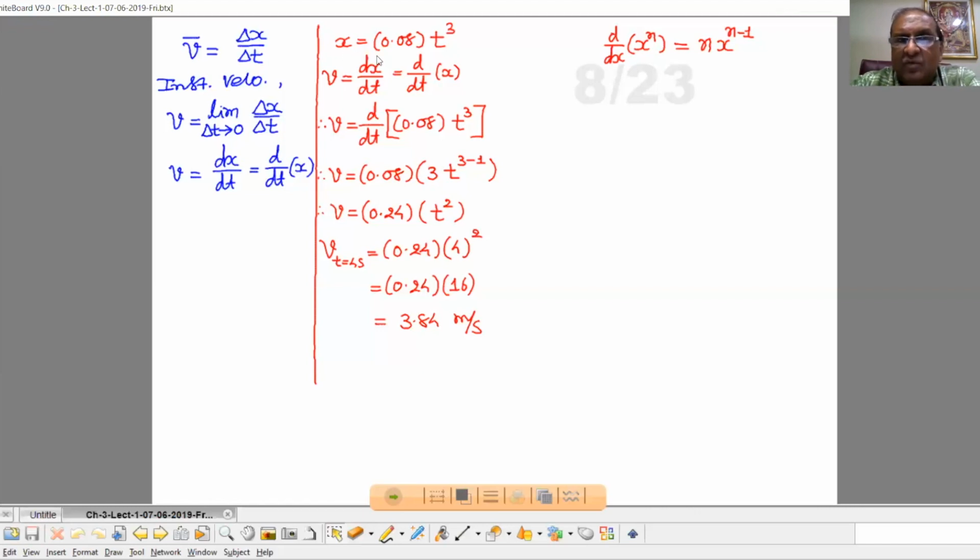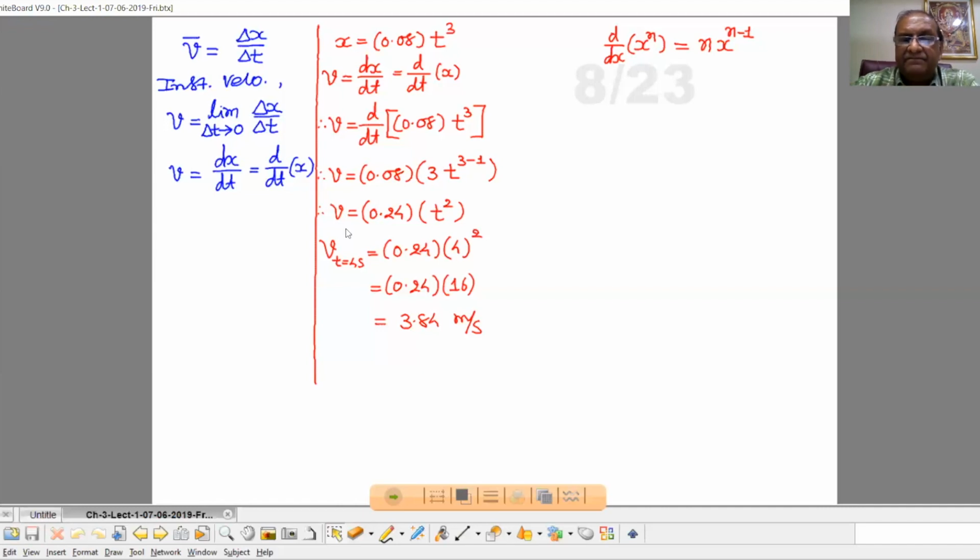Now see, our equation is x equal to 0.08 into t cube. Now instantaneous velocity v, that is dx by dt, that is equal to d by dt of x. Now substitute this equation of x here. So v equal to d by dt of 0.08 into t cube. So 0.08, that is constant, keep it as it is. Then t cube. So take power in multiplication. So 3 is taken in multiplication and decrease power by 1. So here t raised to 3 minus 1. So now your equation turns to v equal to 0.08 into 3, that is 0.24, and t raised to 3 minus 1, that is t raised to 2.